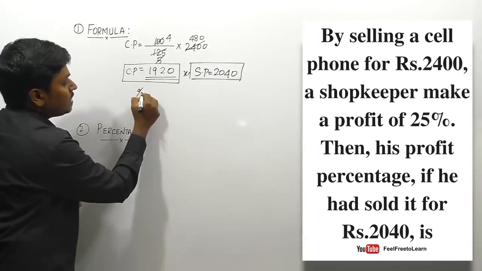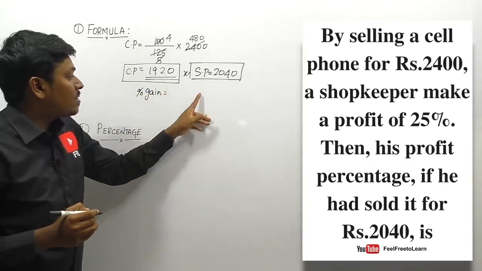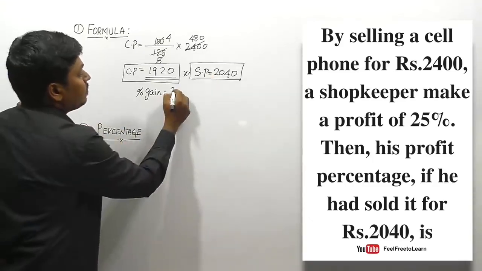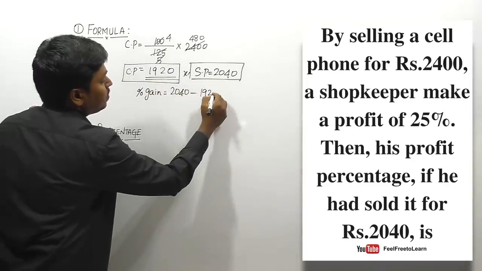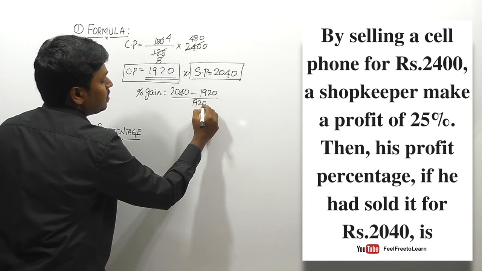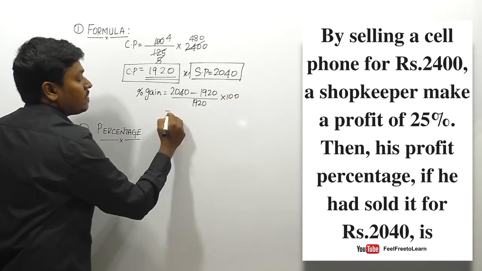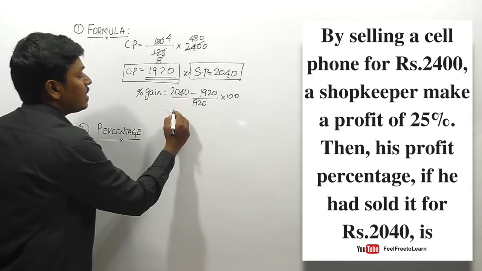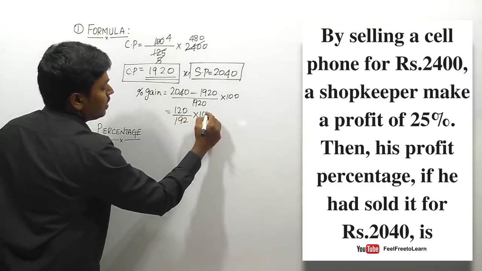So gain percentage formula will be selling price minus cost price divided by cost price into 100. Here the selling price will be 2040 minus cost price 1920, divided by cost price, here the cost price will be 1920. So friends, now we need to cancel this, right? Into 100. So we need to take the difference first of all. Here it is 80, here it is 40, 120 will be the difference. So 120 divided by 192 into 100.